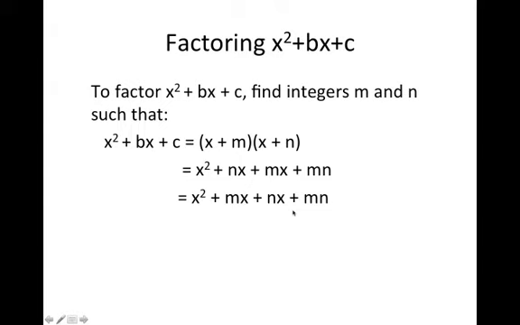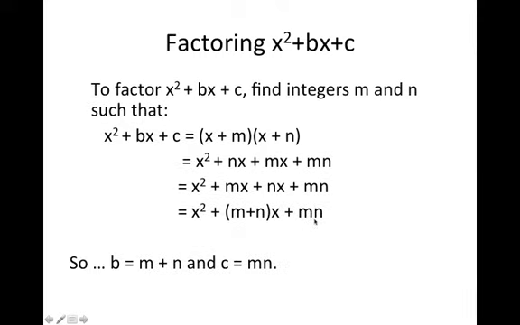Now, I want to combine like terms, so whatever m is, I have mx, and whatever n is, I have nx, so I have m plus n x's. So in simplified form, I'd have x squared plus m plus n times x plus mn. So if you look, our x squared matches up, b matches up with m plus n, and c matches up with m times n. So b is m plus n, and c is m times n.